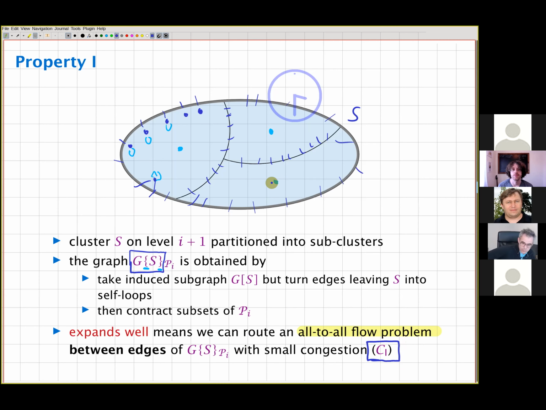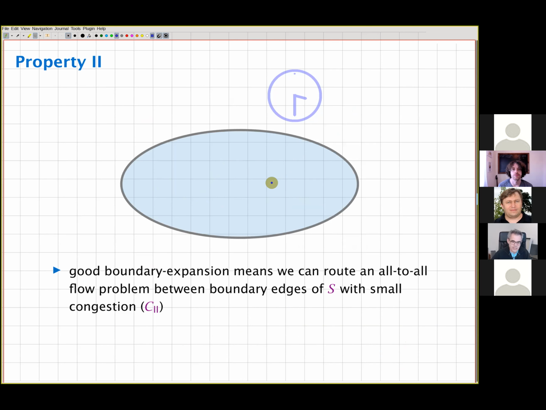And what is the second property? The second property tells me the following. I have this cluster S again, and I have all these boundary edges. And now I want to have a flow problem where every boundary edge injects 1 unit of flow and distributes it evenly among the other boundary edges. This flow problem has to be solved inside this cluster. So I could also turn these first into self-loops, and then every self-loop injects 1 unit of flow and distributes it to the others. So this is a different flow problem.